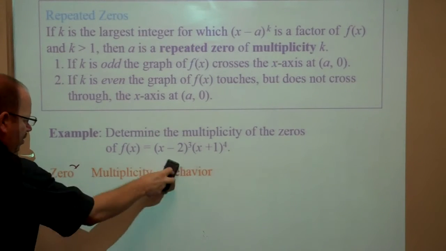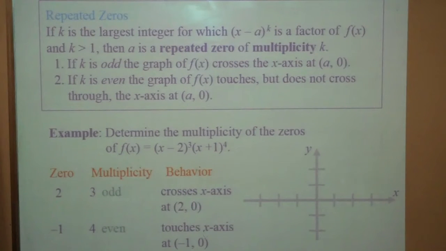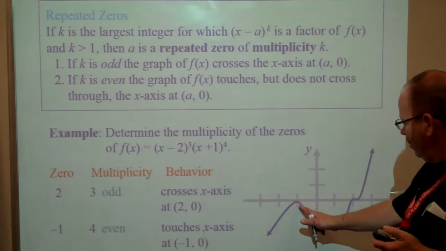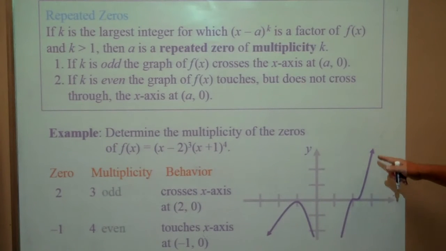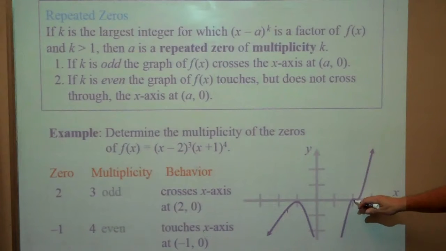Let's take a look. So at 2, multiplicity is 3, it's an odd number, it crosses the x-axis at (2, 0), and at negative 1, multiplicity is 4, which is even, it touches the x-axis. Let's see the graph. You could do this in your calculator if you wanted to. You could see that. Here's a touch, here's a cross.